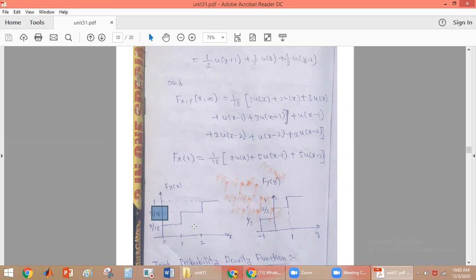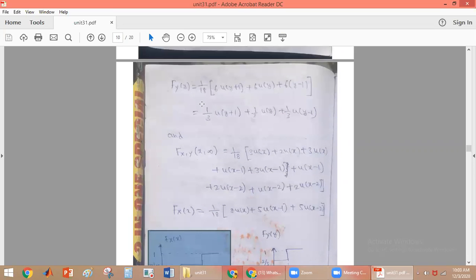Similarly, at x is equal to 2, one more step function will be added whose amplitude is 5 by 18. So 13 by 18 plus 5 by 18 is 18 by 18, so its value will be 1. Like this we will be plotting the marginal distribution function.